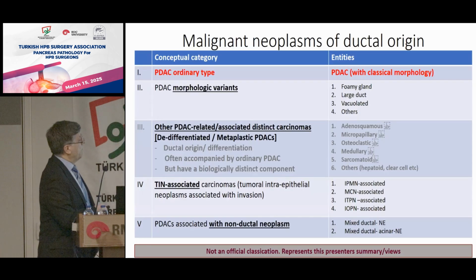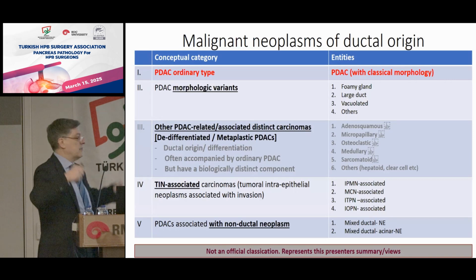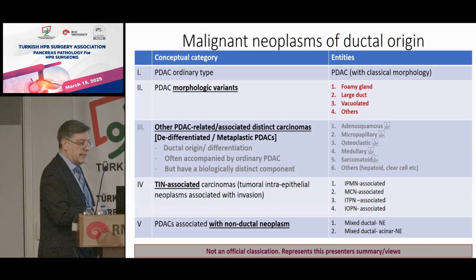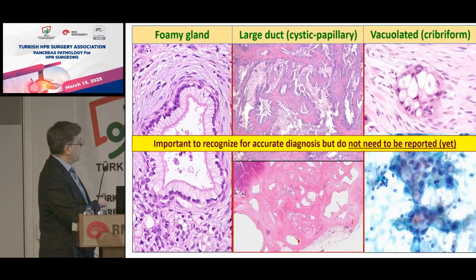Now, among malignant neoplasms of ductal origin, even there, important subgroups are evolving within the ductal adenocarcinomas. One of them, of course the most common, is ordinary PDAC that I illustrated to you. There are some morphologic variants. This is the foamy gland I showed earlier. Some of them form very large ducts. Some of them form these cribriform vacuolated structures.